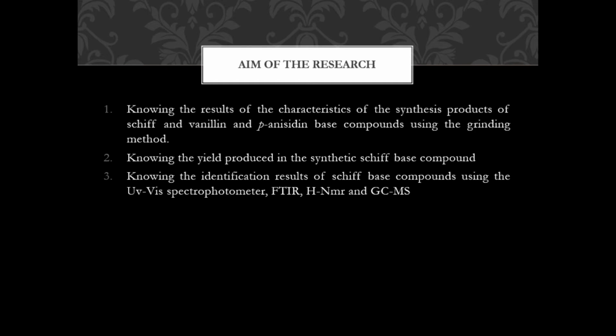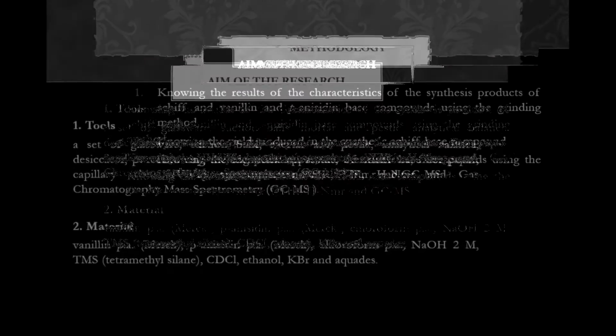Aim of the research: 1. Knowing the characteristics of the synthesis product of the Schiff base compound from vanillin and p-Anisidine using the grinding method. 2. Knowing the yield produced in the synthesis of the Schiff base compound. 3. Knowing the identification results of the Schiff base compound using the UV spectrophotometer, FTIR, HNMR, and GCMS.